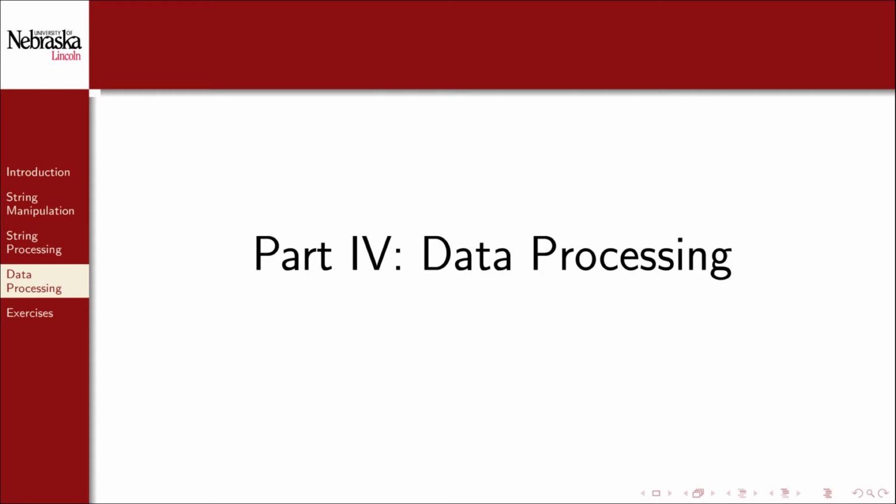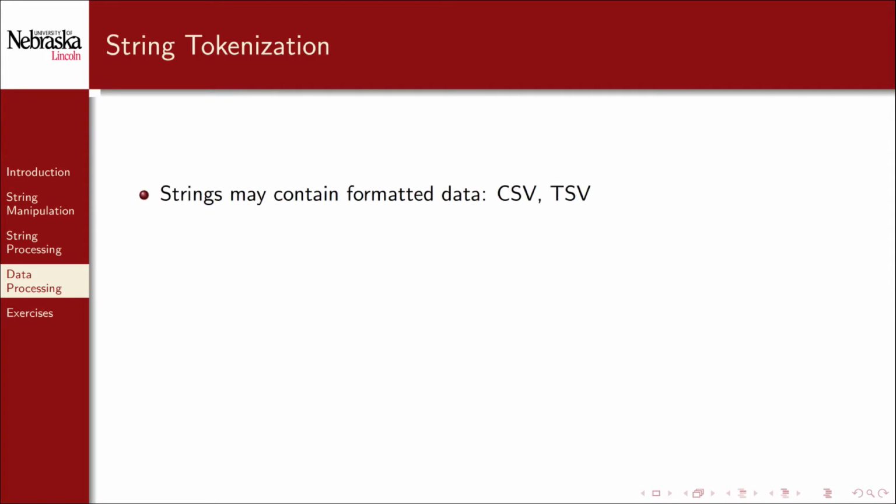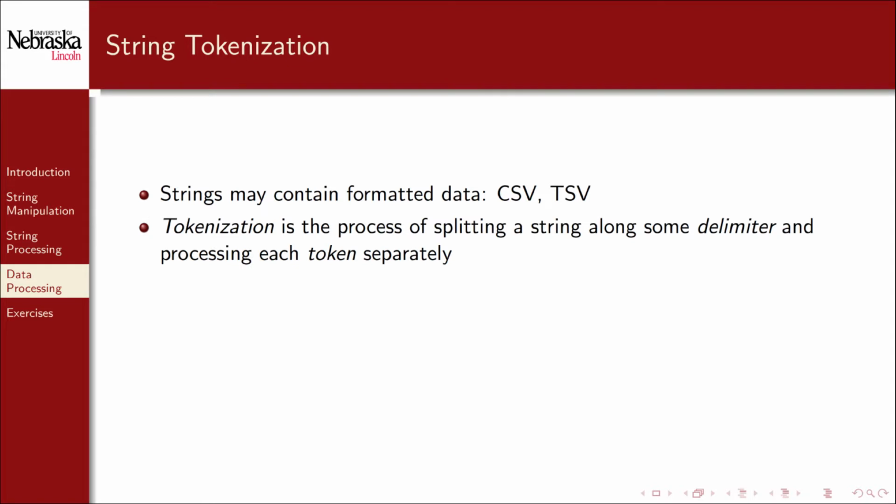Welcome back to this module on strings. In this part, we'll cover how to process data stored in strings. Strings often contain formatted data. Commonly, this includes simple comma-separated value or tab-separated value formats. Tokenization is the process of splitting a string up along some defined delimiter and processing each part, or token, separately.